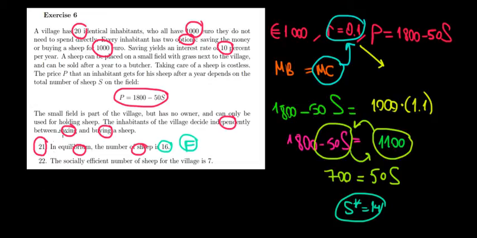Let's have a look at question 22 now. So the socially efficient number of sheep for the village is going to be 7. Is that true or false? Now, how do we determine for the entire society?